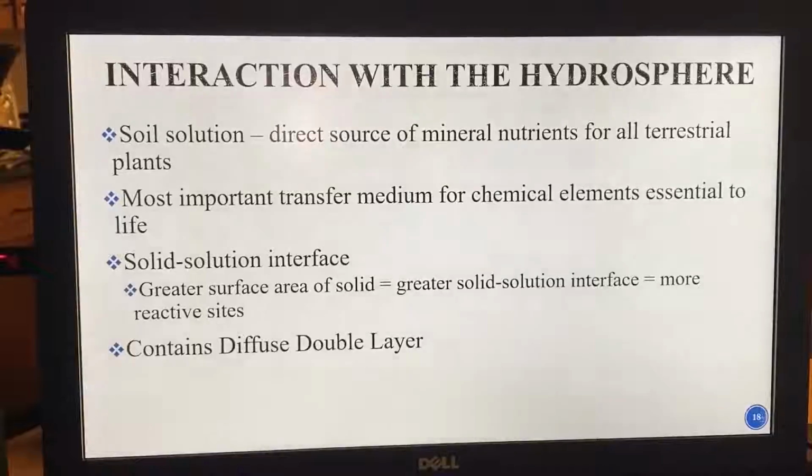I think that's where soil chemistry is going to fit in the most for y'all: understanding the environmental fate of these nutrients and chemicals and how that works in sustainable agriculture or just environmental health, period. We just don't want to be polluting our environment. And this thing contains this diffuse double layer. So we're going to get through the intro of soil chemistry, and then we're going to talk about this diffuse double layer.